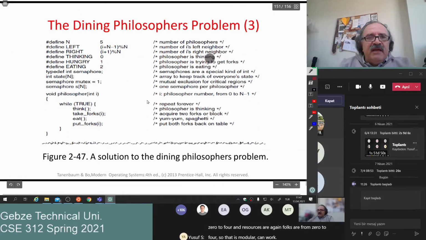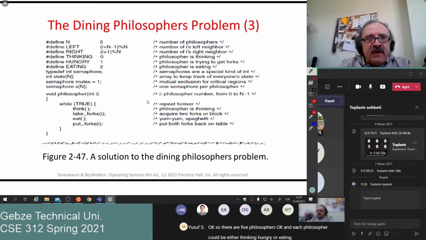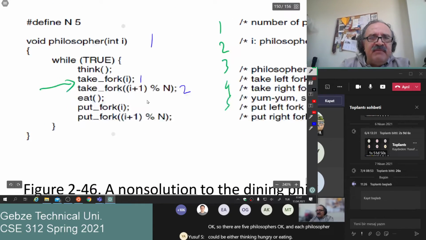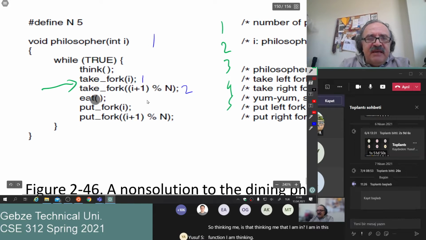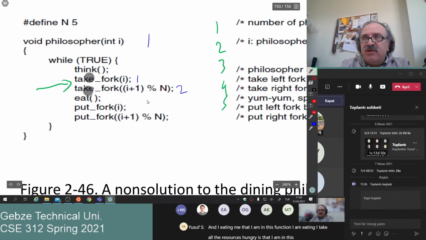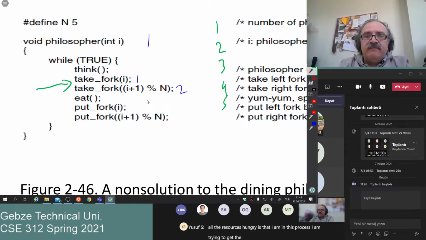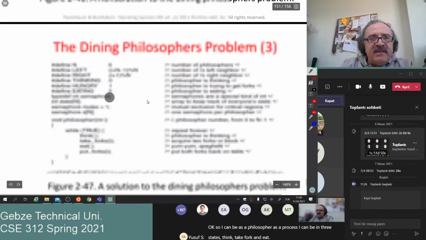Okay, so there are 5 philosophers, and each philosopher could be either thinking, hungry, or eating. Thinking means that I am in this function, I am thinking. Eating means that I am in this function, I am eating, and I take all the resources. Hungry means that I am in this process, I am trying to get the forks. So as a philosopher, as a process, I can be in 3 states: think, take fork, and eat. That's what it says.